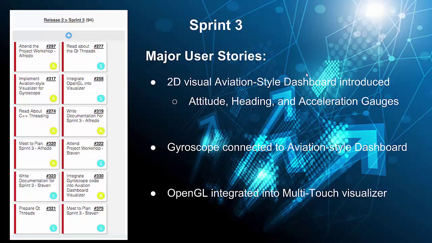In Sprint 3, we had the introduction of the 2D visual aviation style dashboard. This took the Sprint 2 release and converted it into a 2-dimensional format, where we could see the actual attitude, the heading, and the acceleration gauges. Also, the gyroscope was successfully connected into this aviation style dashboard. For the multi-touch visualizer, we had a complete remodeling of the internals, where most of the Qt code for rendering the graphics was converted into OpenGL.